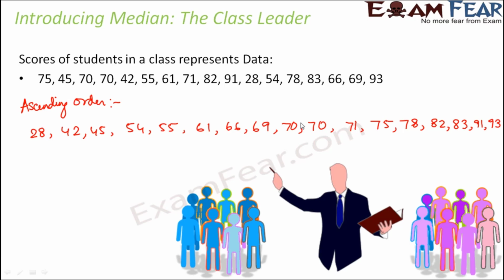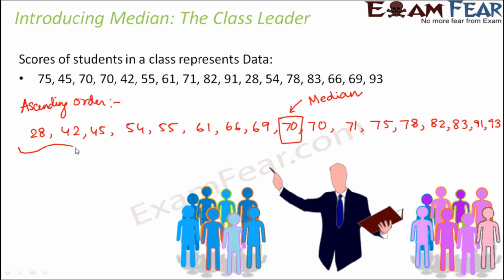So once you have arranged it in ascending order, how do you find the middlemost number? Total, how many do you have? 1, 2, 3, 4, 5, 6, 7, 8, 9, 10, 11, 12, 13, 14, 15, 16, 17. So 17, that means 17 can be divided into 8 and 8, that is 16. So the ninth data would be the middlemost data. 1, 2, 3, 4, 5, 6, 7, 8. So this is the ninth data. So this is going to be the middlemost data, or the median. So the median for this group of data is going to be 70.